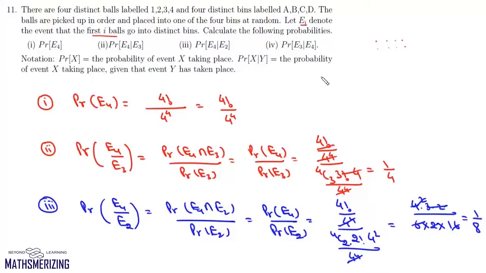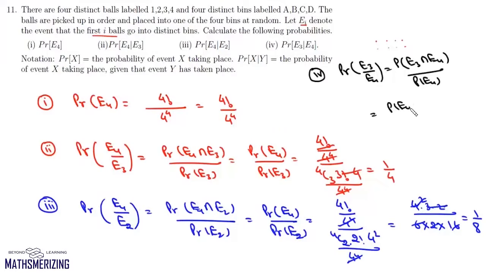And then finally, the probability of E3 given E4 will be probability of E3 intersection E4 upon probability of E4. Now the probability of E3 intersection E4 is the probability of E4, and so it is probability of E4 upon probability of E4, which is 1. So this is a sure event. So the required probabilities are factorial 4 upon 4 to the power 4, 1 by 4, 1 by 8 and 1.